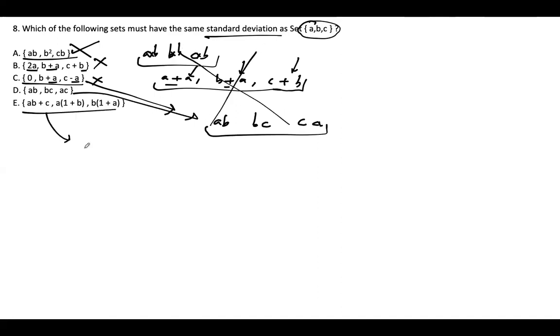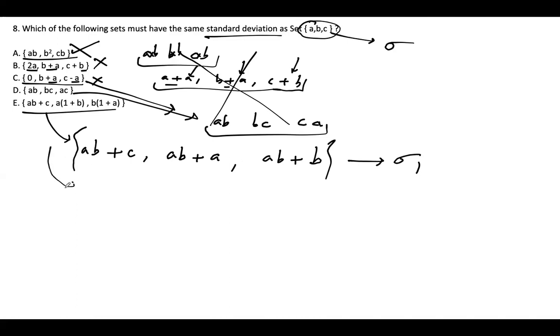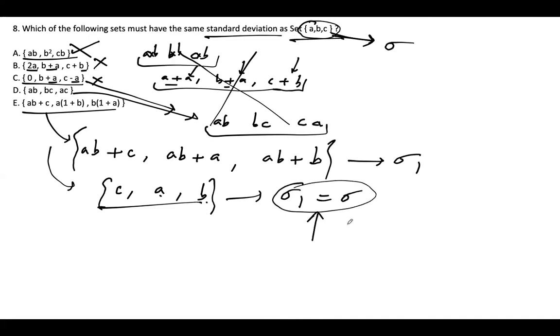But here, if you see, this is A into B plus C. This is A into B plus A. Let's say this has a standard deviation sigma. And this is A into B plus B. If I subtract AB, will it change my standard deviation? No. Let's say this has a standard deviation sigma 1. So ABC has standard deviation sigma, so this is also ABC. So this should also have the standard deviation sigma. So same standard deviation, option E. Option E will be your answer.